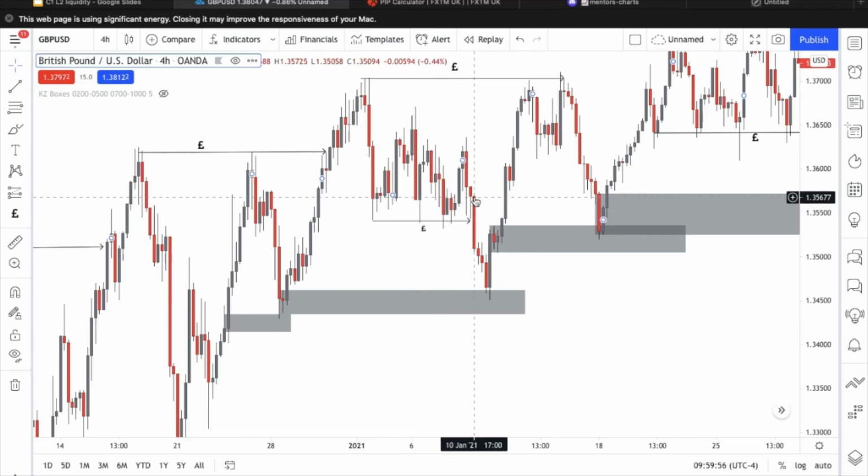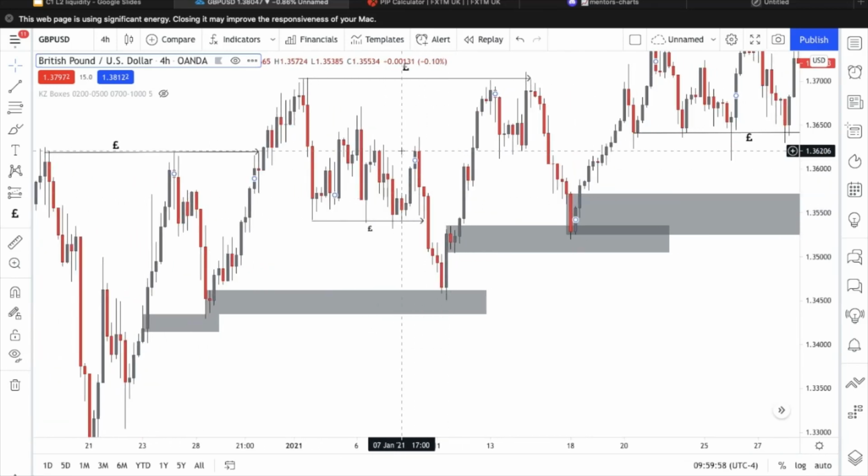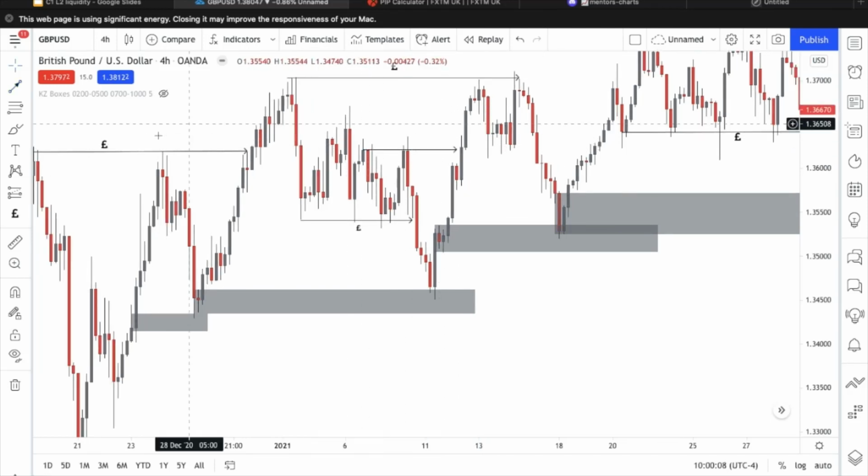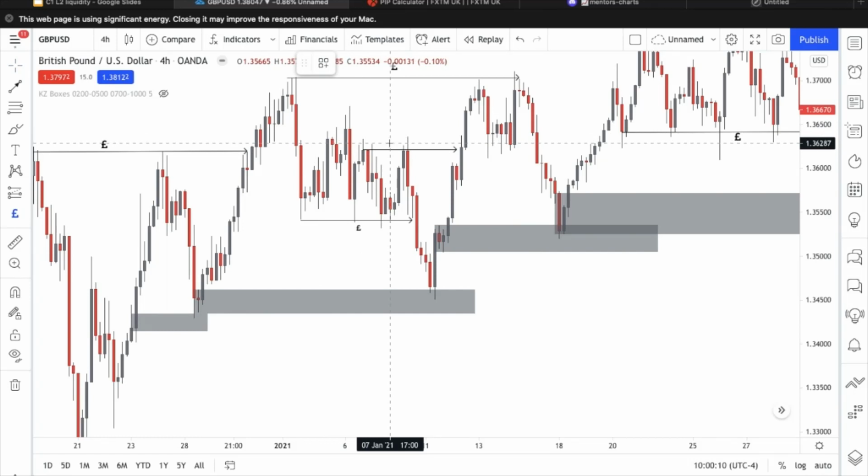And before it took them out, right, what did it create right over here? Now, I didn't mark that out, but we can mark it out together now. What is this? A double top, right? Look at how market makers are creating all of this liquidity, right?